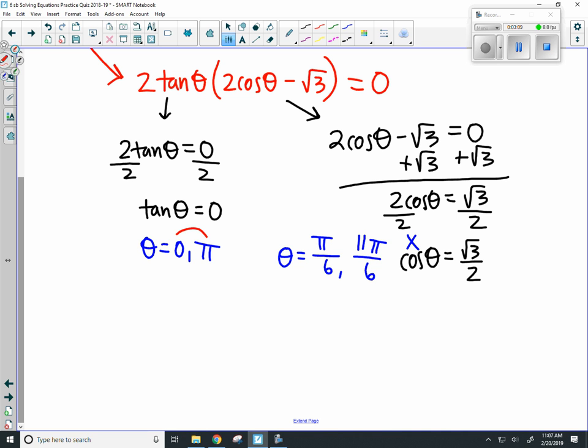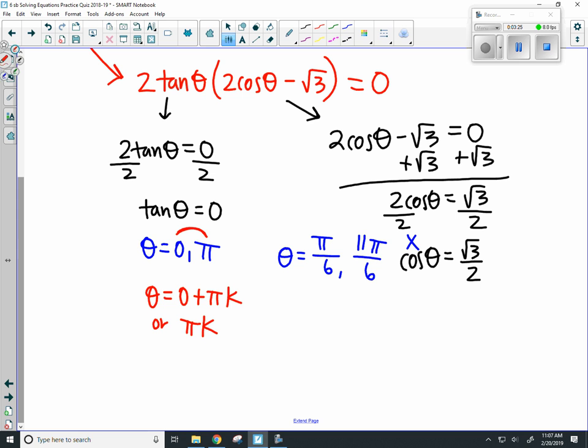So for this first pair, that's pretty obvious. They're pi apart from one another. So we can say 0 plus pi k. You could also just say pi k. You don't technically need the 0 there.